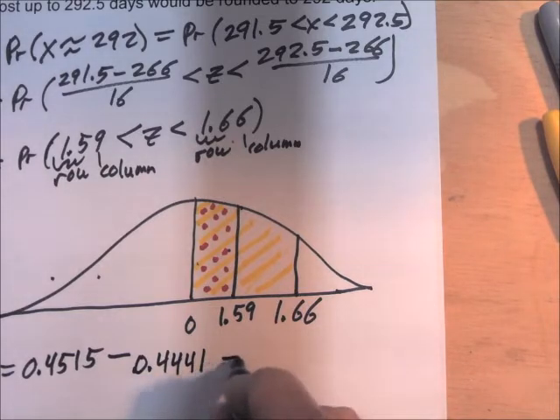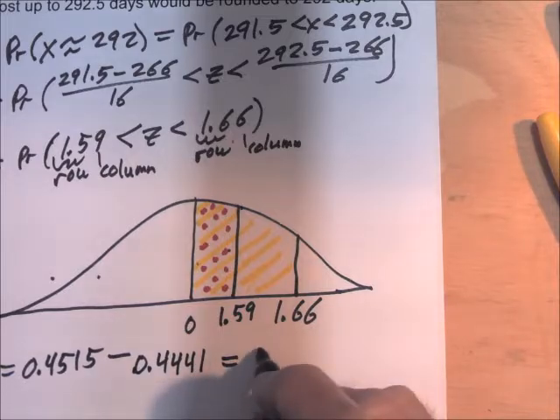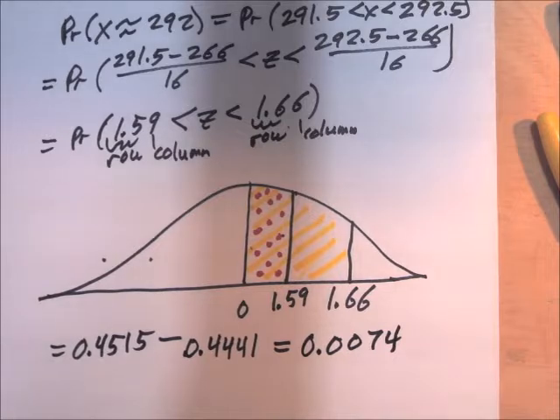Okay, so then if we subtract, I'll get 0.4515 minus 0.4441, which is 0.0074. Okay, and again, the pictures can help.